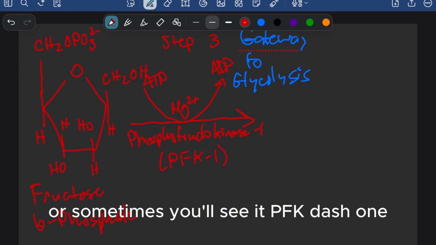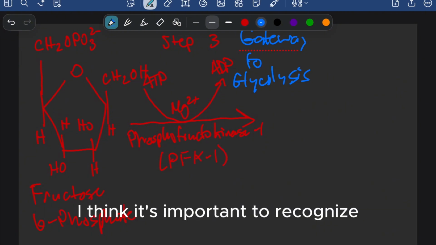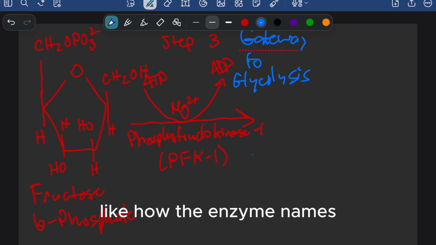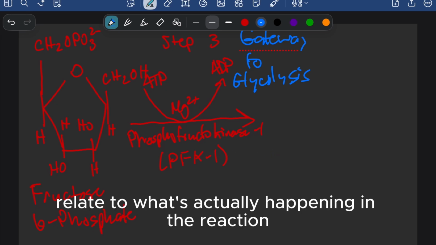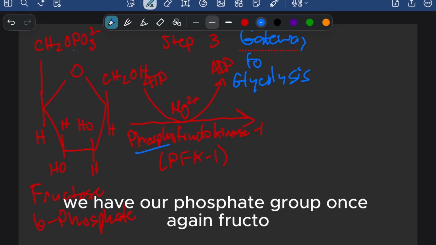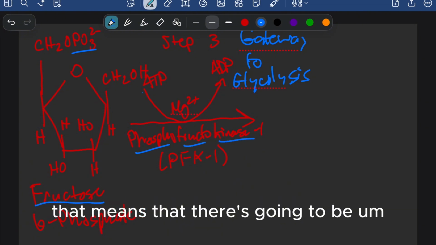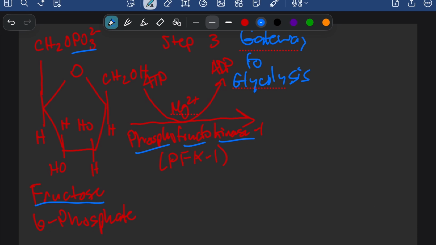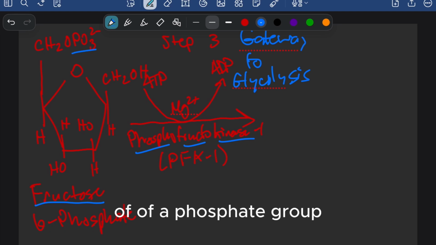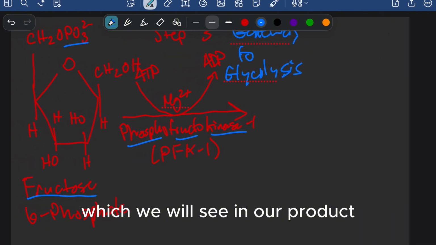Again, I think it's important to recognize how the enzyme names relate to what's actually happening in the reaction. So we can see phospho, again, we have our phosphate group once again. Fructo, it's a fructose. And kinase, again, that means that there's going to be a transferring of a phosphate group, which we will see in our product.